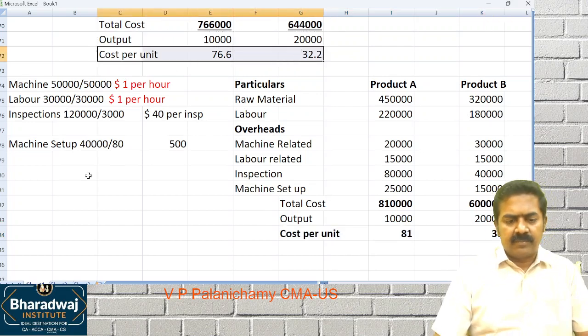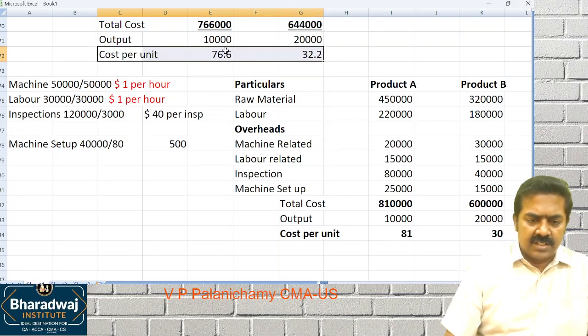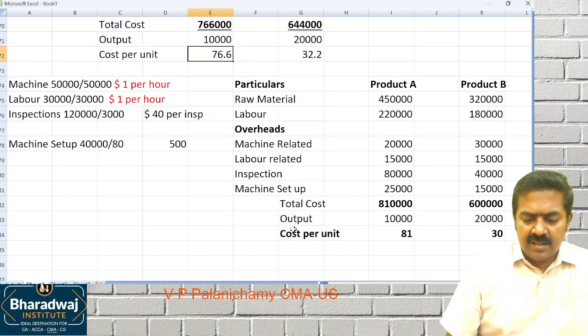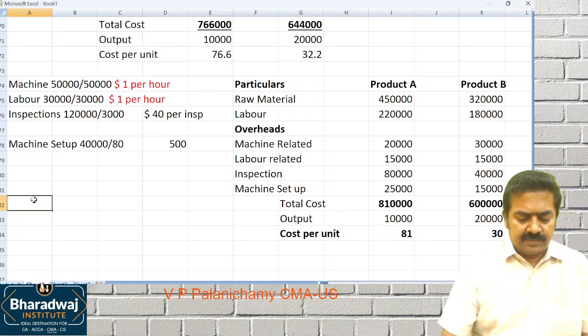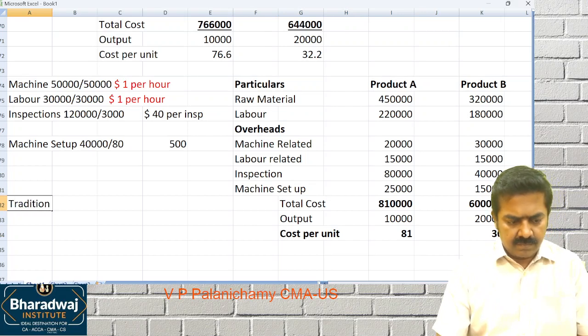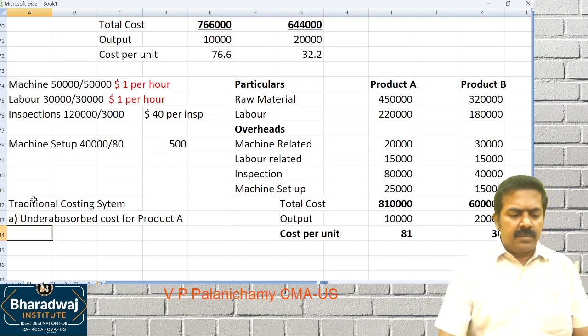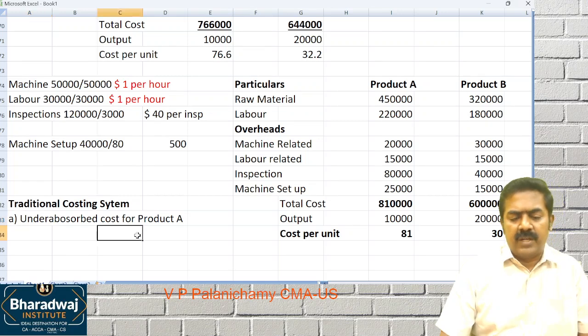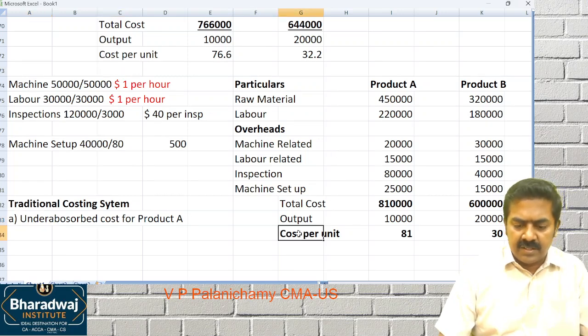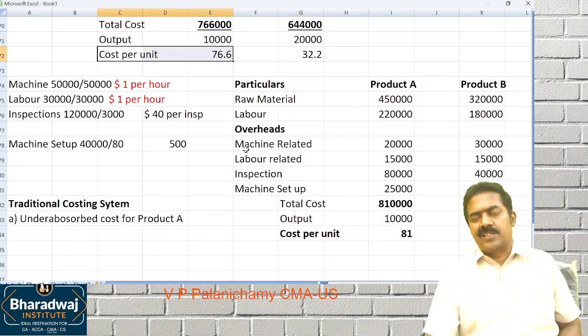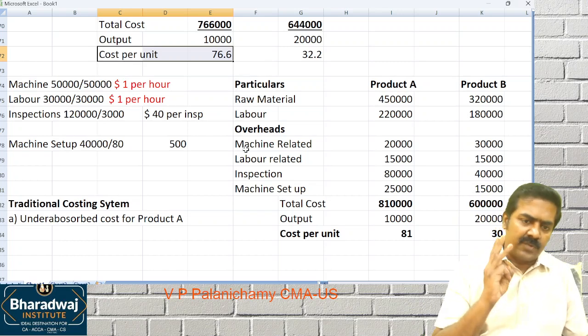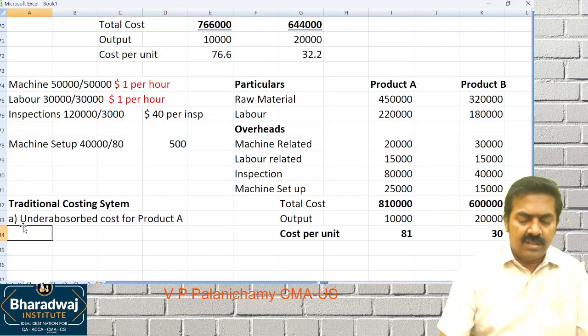Under the traditional costing system, for product A we charged only 76.6, but actually the cost is 81. That is under absorbed cost for product A. When you under absorb the cost, when you don't charge the cost fully to the customer, it's a direct loss to the company. The real cost of the product is 81, but we are charging our customer 77 or 76. You're losing $3 for every unit. It is a direct loss to the company.